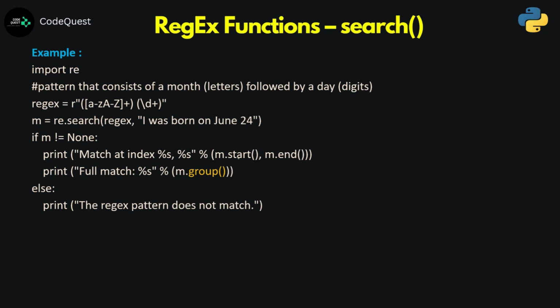Now we are just trying to find out what is the index that we started with, that is m.start, and where the index is ending. So the index is 14 and it is 21. Now group is going to bring out the entire sequence of characters or string that is completely matching. The result you can see, we start with index 14 and go up to 21. And what we have found is this string, that is June 24.